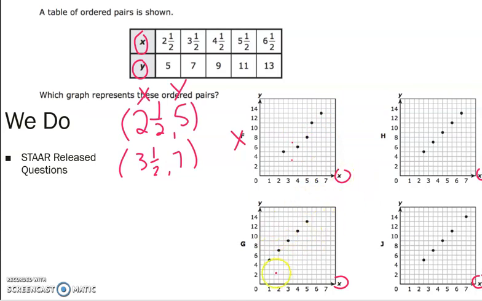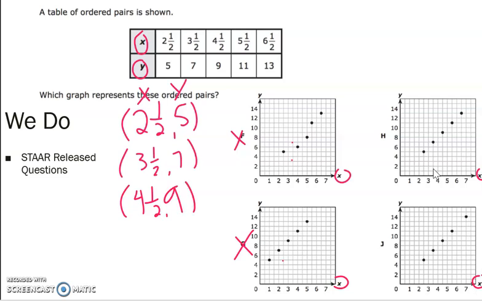Alright, let's look at G. So we have 2.5, so I gotta go to 2.5, 5, which would be right here. I don't see a dot there, so that's gotta be wrong. Alright, let's check H. So we have 2.5, 5. Okay, that's correct so far. 3.5, so we go 3.5. And again, 3.5 is going to fall between 3 and 4. I go up to 7. Okay, that's correct. Let's check the next one.